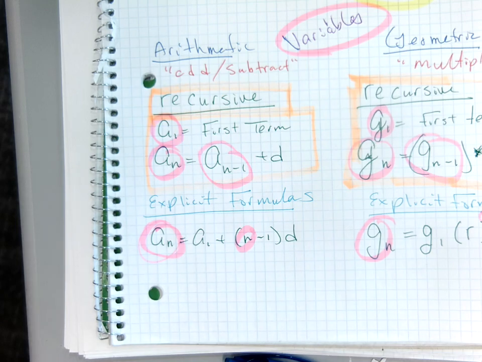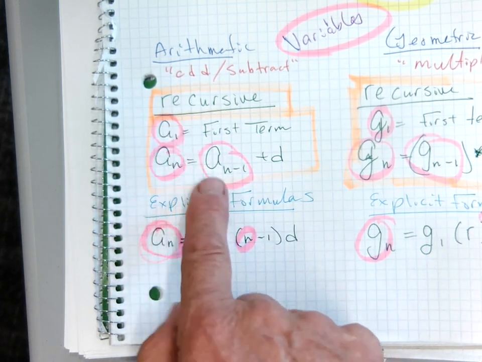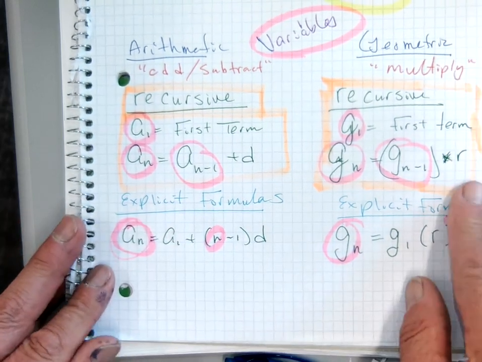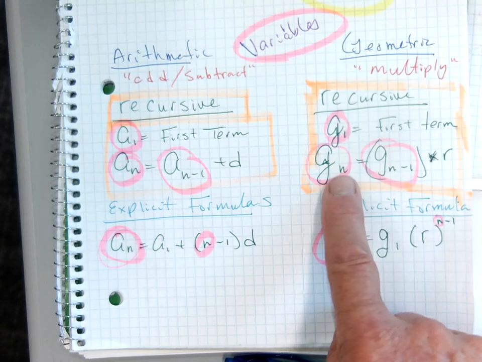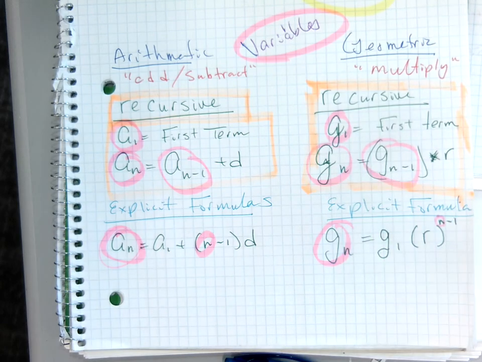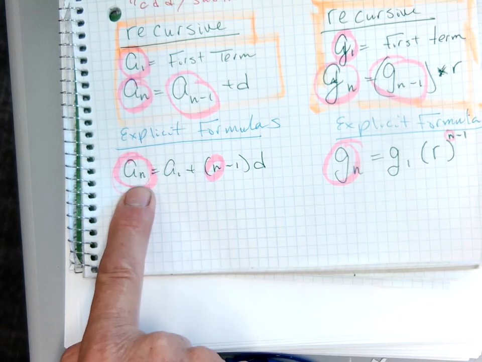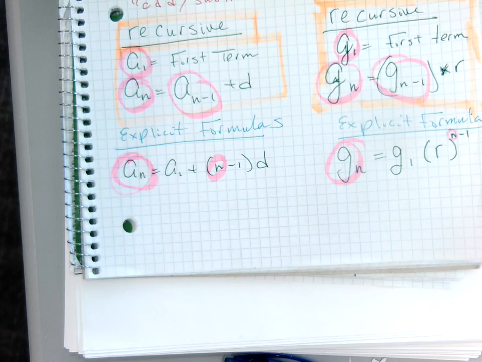I went through and circled everything that has to stay a variable when you make a formula. I also have a recursive formula for geometric. I have to have the first term, and g of n equals g of n minus 1 times r. We also have explicit formulas: a of n equals a1 plus n minus 1 times d, and g of n equals g1 times r to the n minus 1.